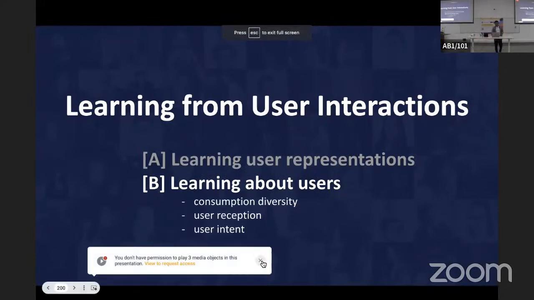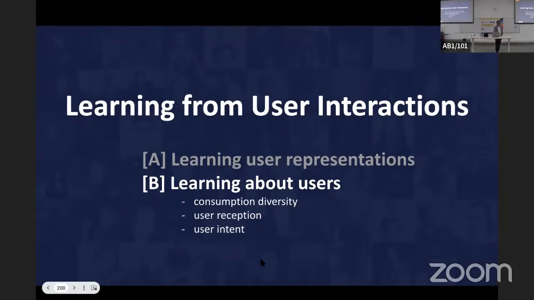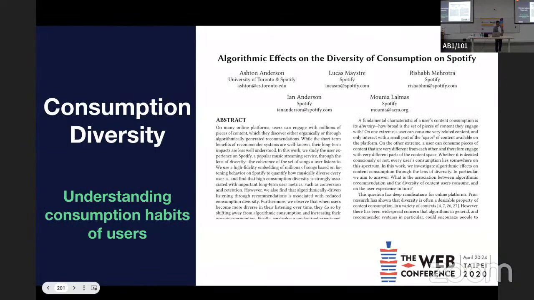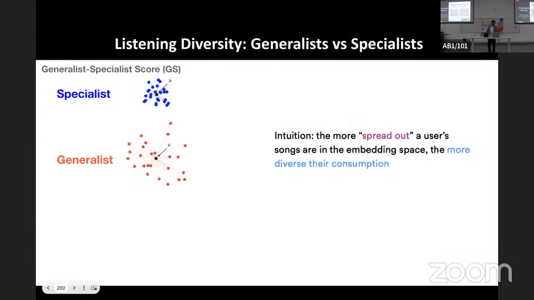When we start learning about users, there are a lot of other prediction tasks we should be making. We had a paper which was an amazing academic collaboration. Ashton is a professor at Toronto, and he was doing a part-time one-day-a-week arrangement with us at Spotify. Disclaimer, I interned at Microsoft Research, where he was a postdoc. He's a great computational social scientist and machine learning person, doing amazing work at Toronto right now. We were looking at the diversity of consumption on the platform. This is what we found.